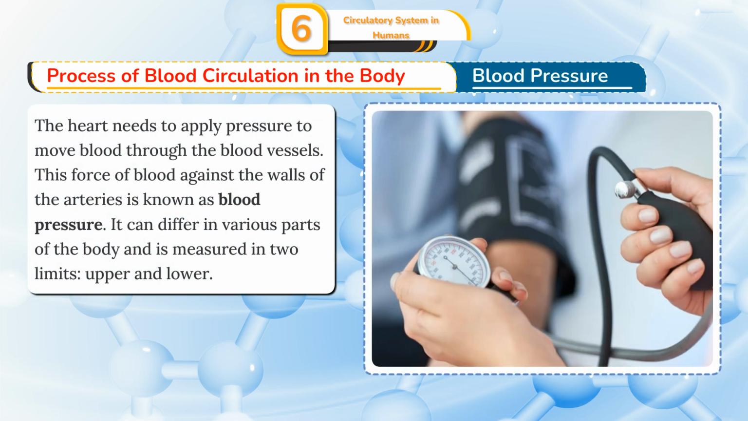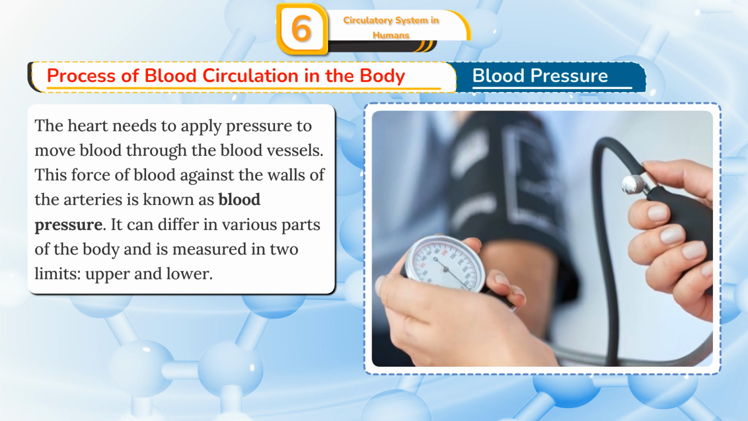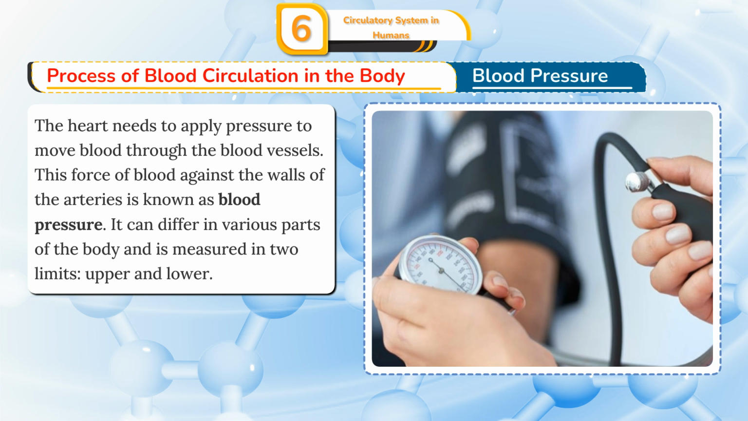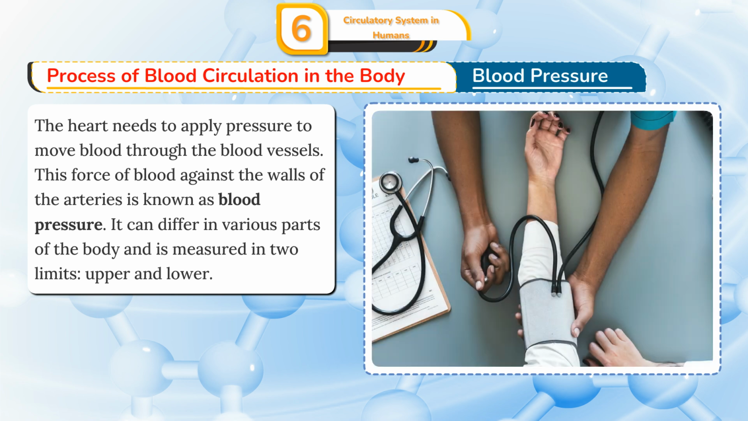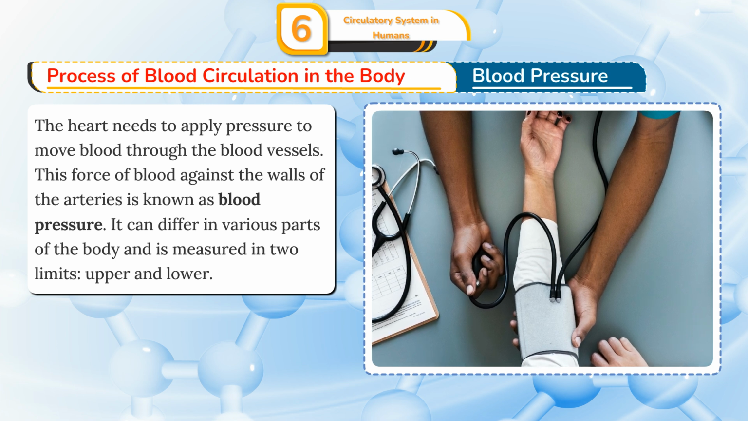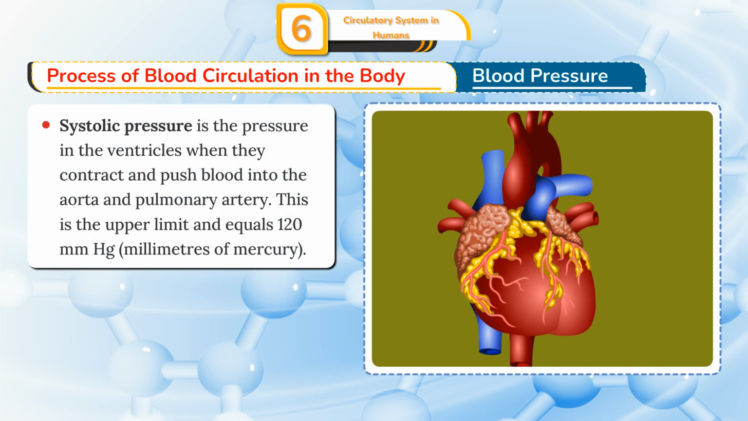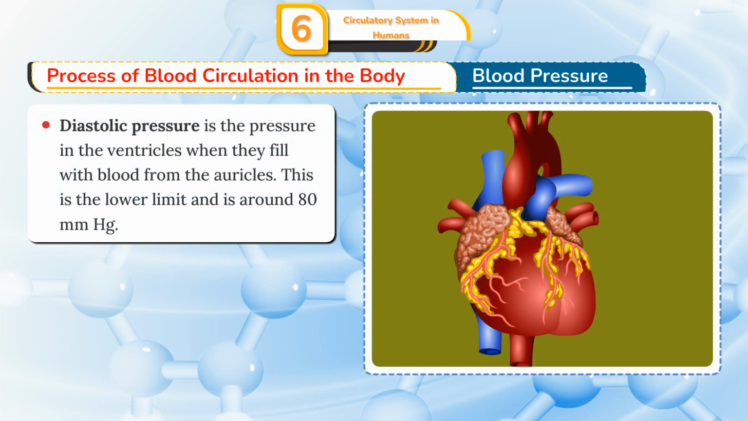Blood pressure. The heart needs to apply pressure to move blood through the blood vessels. This force of blood against the walls of the arteries is known as blood pressure. It can differ in various parts of the body and is measured in two limits, upper and lower. Systolic pressure is the pressure in the ventricles when they contract and push blood into the aorta and pulmonary artery. This is the upper limit and equals 120 mmHg, millimeters of mercury.